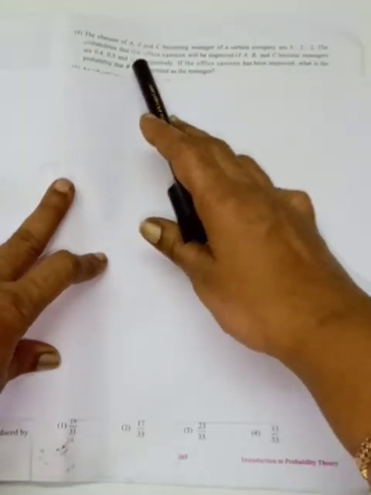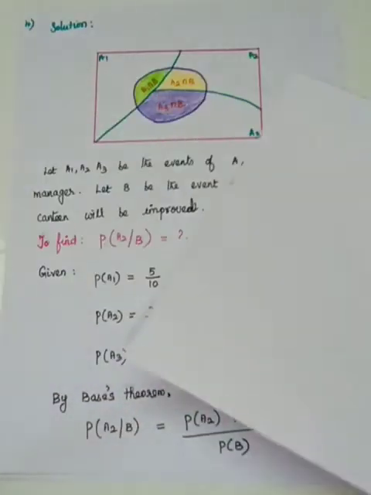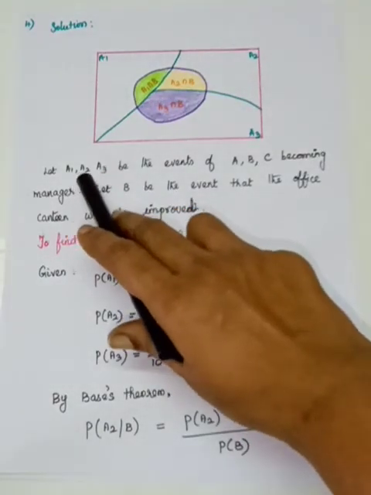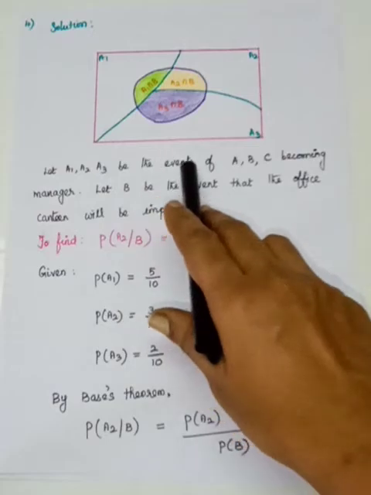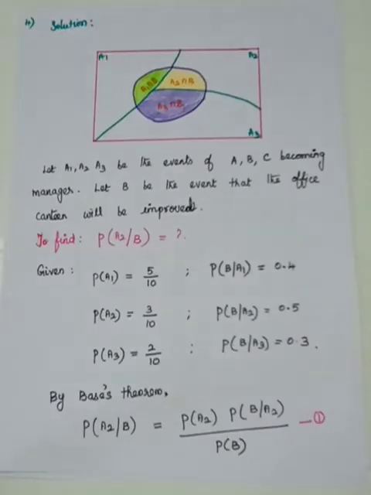0.4, 0.5, 0.3. So first we have to denote the events. So what are the events? There are 3 events: A1, A2, A3, be the events of A, B, C becoming managers.